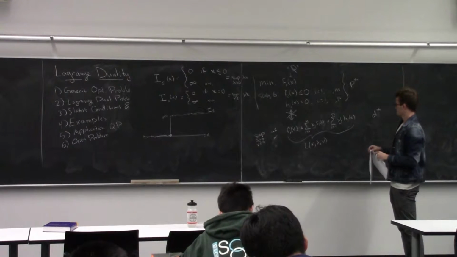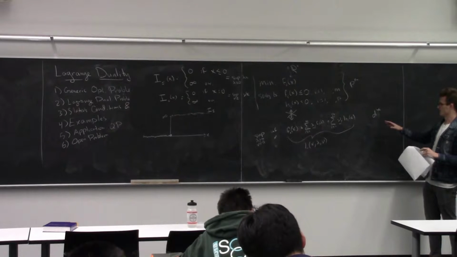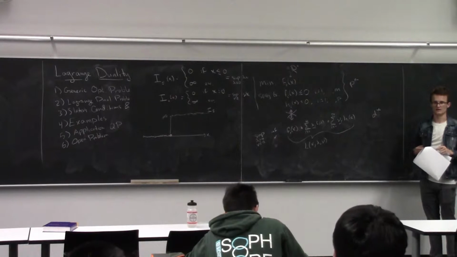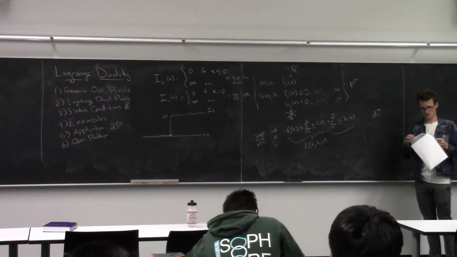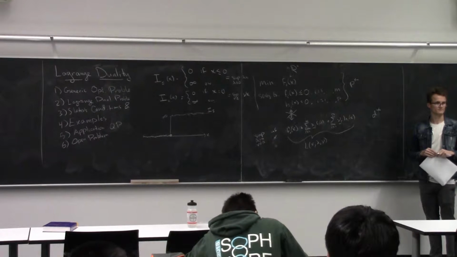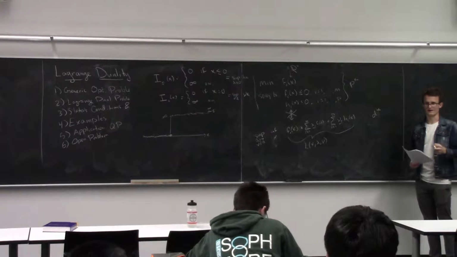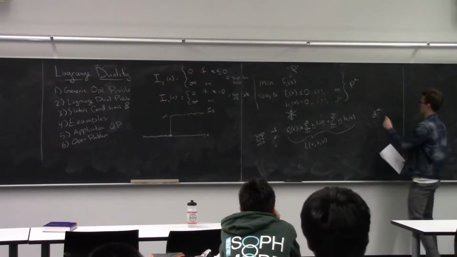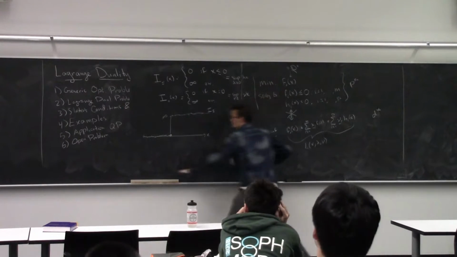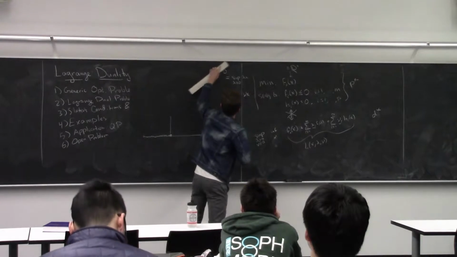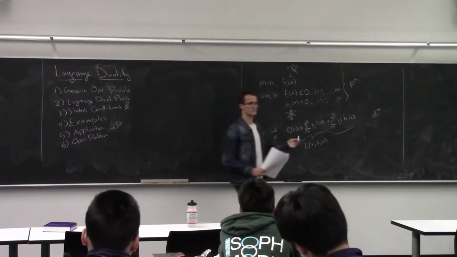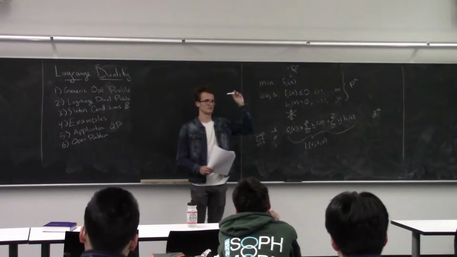So, does anyone have any intuition on how these two programs are related in terms of, say, the optimal values D star and P star? All right, well, I wouldn't either. But it turns out that the dual problem is always a lower bound to the primal problem.